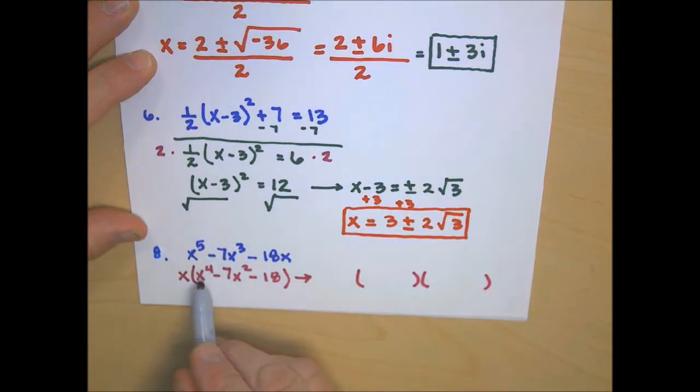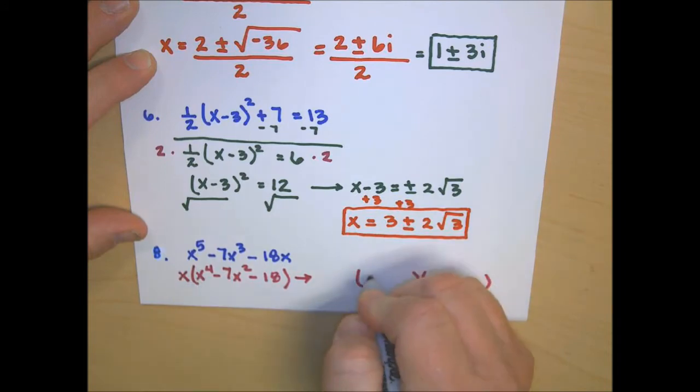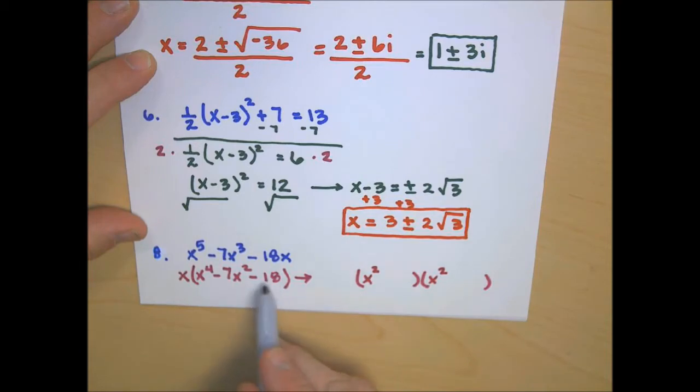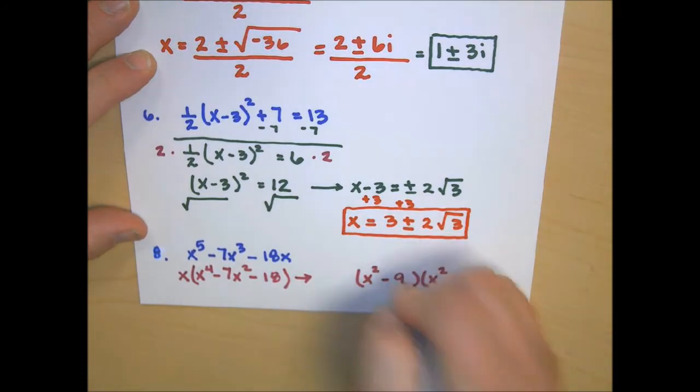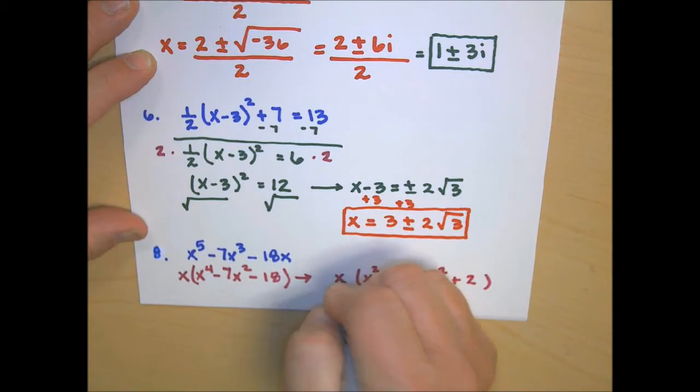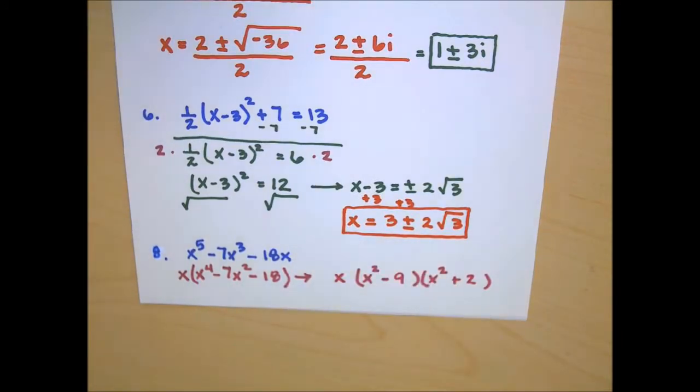So the first term of the trinomial is x to the 4th. So I would need an x squared right there and an x squared right there. Now we already know the factors of negative 18 that have a sum of negative 7 are negative 9 and plus 2. So let's not forget that x. So we're almost done.